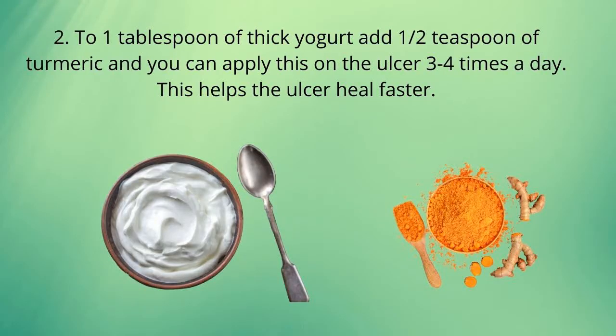Option number 2 is a home remedy. For this, you could use 1 tablespoon of thick yogurt, add half a teaspoon of turmeric to it, mix well, apply this paste onto the ulcer. Do this about 3 or 4 times every day, and make sure that you apply this paste after your meals. It's also advisable to consume a lot of yogurt in your diet. Now, yogurt helps in balancing the pH of the area, and turmeric is antibacterial in nature, so prevents further infection of the ulcer.